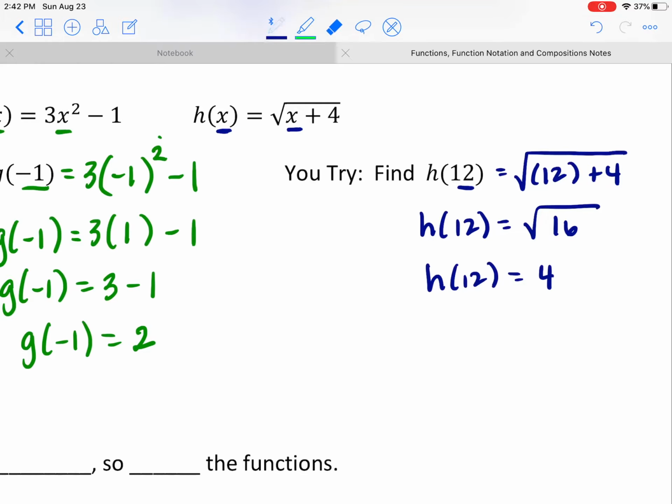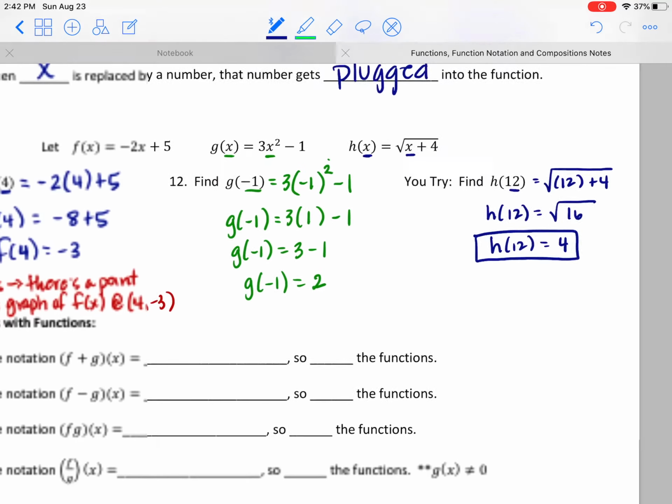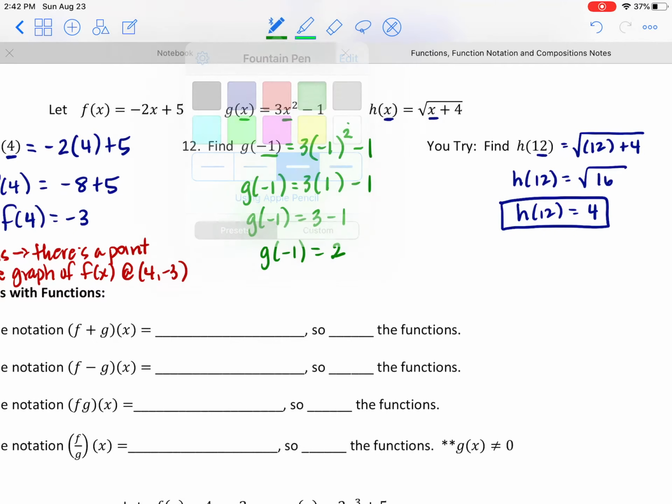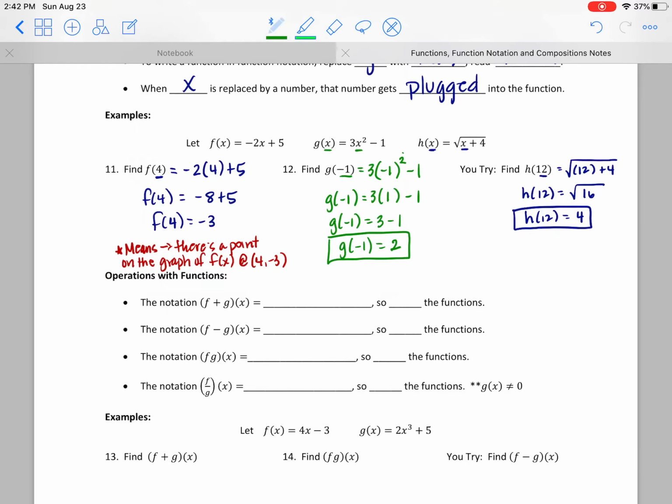Okay? Now I just want to go back and make sure that we're all clear on what our answers were. So, boom here, and then one more.